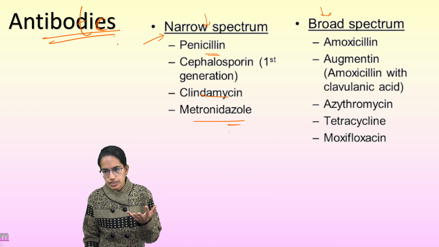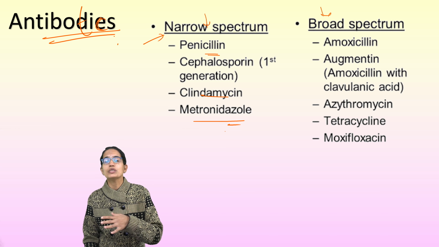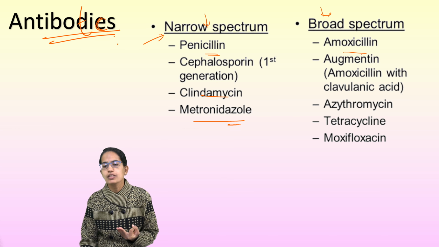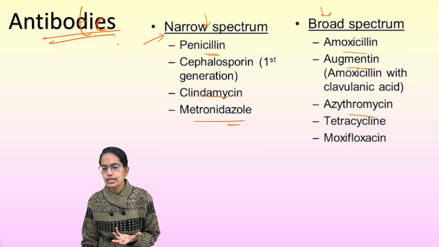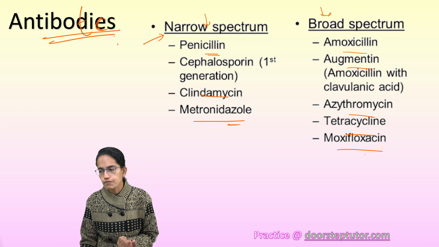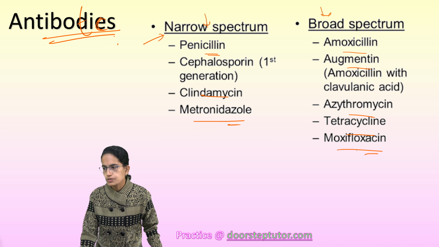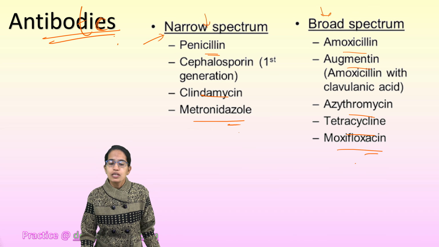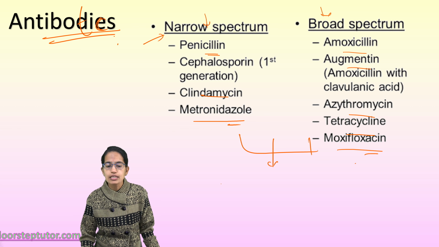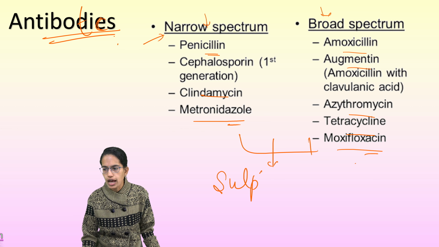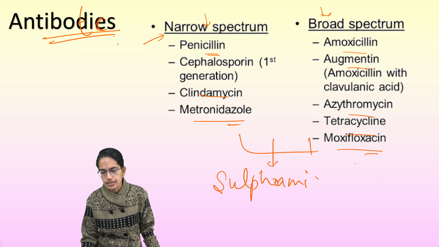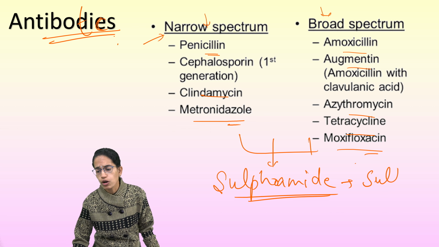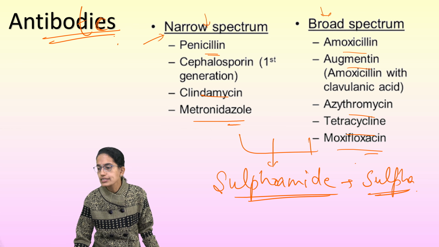However, broad spectrum antibiotics are those which are used to treat a variety of diseases. Amoxicillin, Augmentin, azithromycin, tetracycline and moxifloxacin are broad spectrum. Aureomycin is another broad spectrum antibiotic. Now, within this, there is another class of drug known as sulfonamide. Sulfonamide is basically a composition from sulfa, so they are called sulfa drugs.